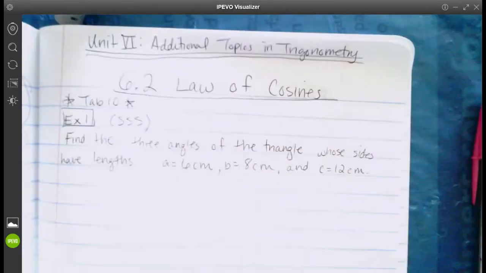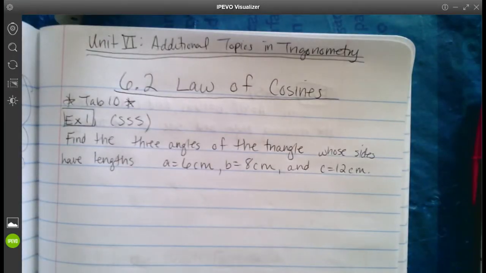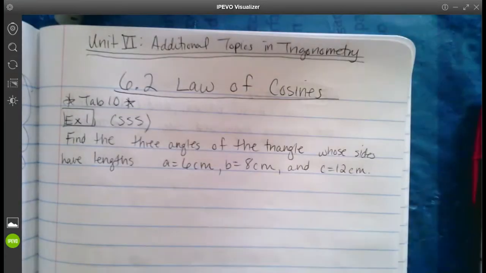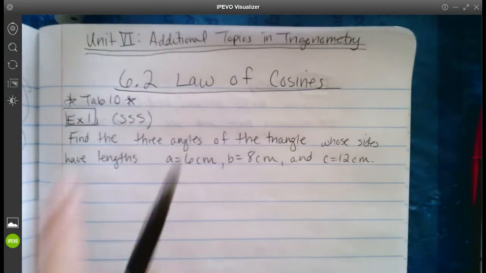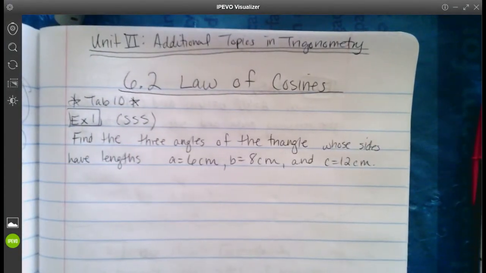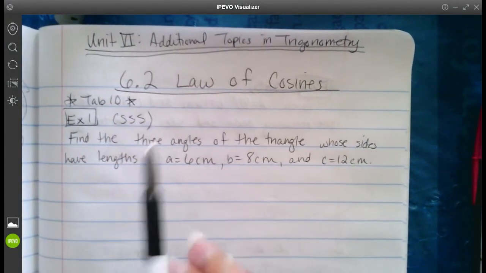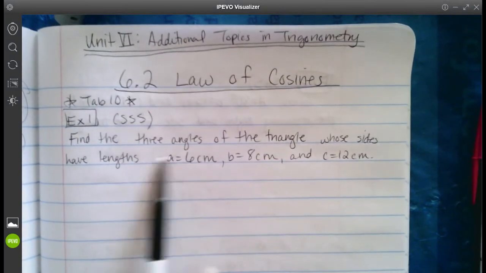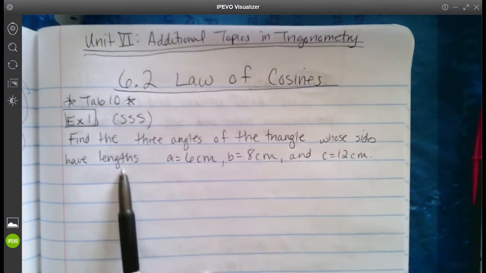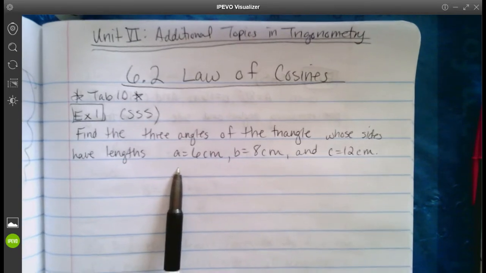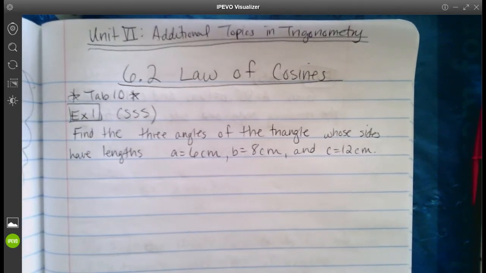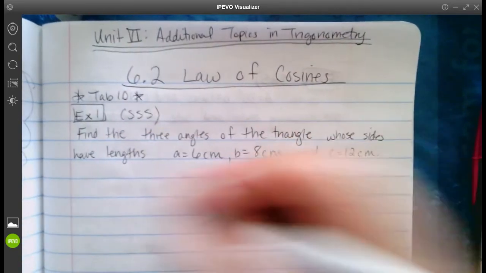Okay, so let's go ahead and jump right into an example. We only have 3 examples for this video, so hopefully it's not too long. We have example 1, which is the side case. Let's go ahead and try to draw this. Find the 3 angles of the triangle whose sides have lengths A equals 6 centimeters, B equals 8 centimeters, and C equals 12 centimeters. So I'm just going to draw that really quick.